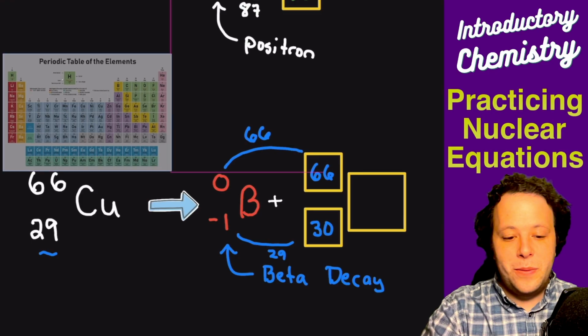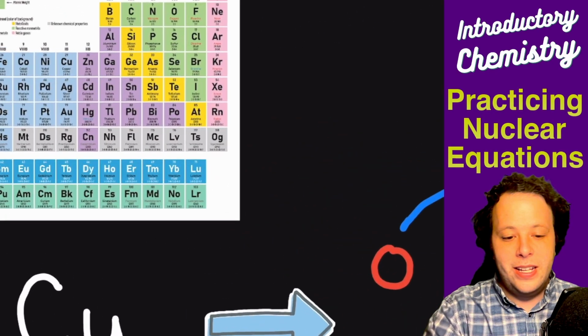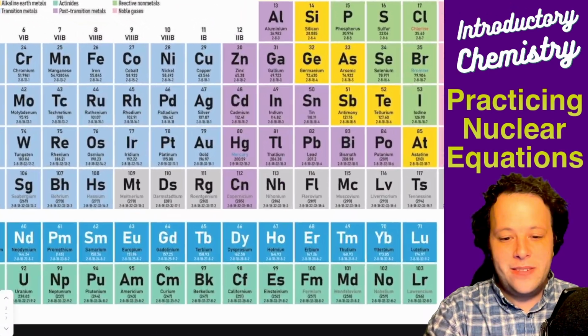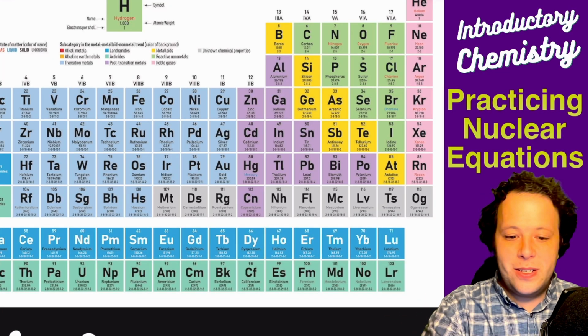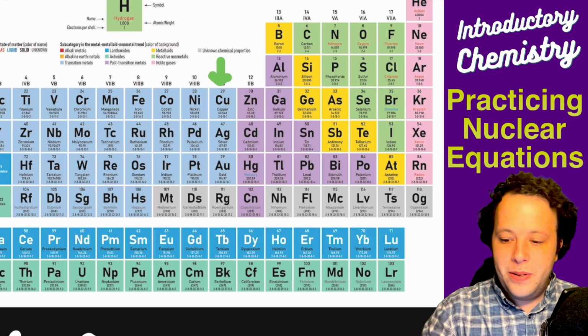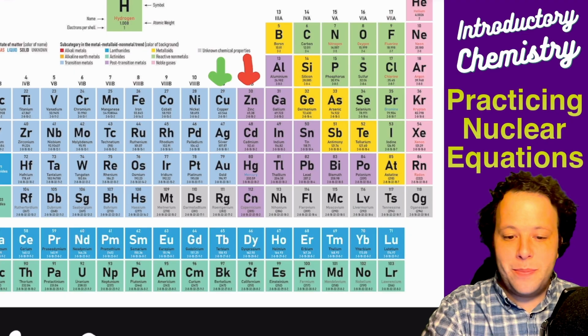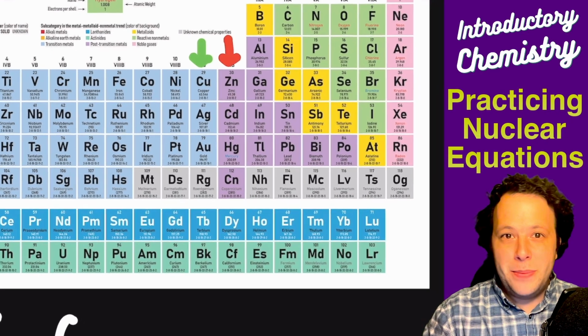Once again, we're going to go to our periodic table, and we're going to try to find element number 30. What we can see is it's always going to be really close to where you started. So we have copper right here, but you can see that right next door is number 30, which is going to be zinc.